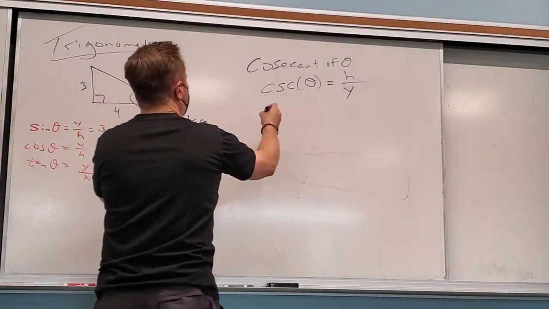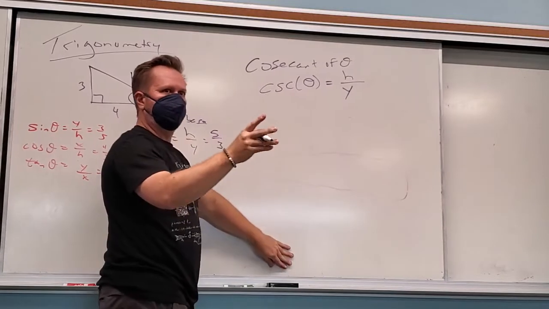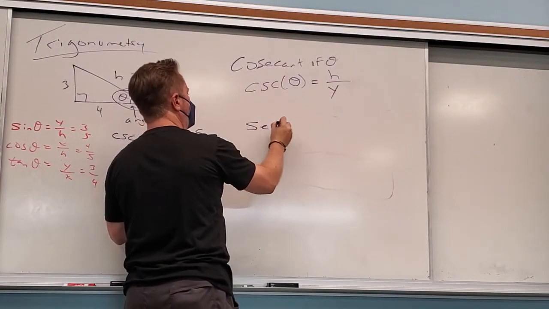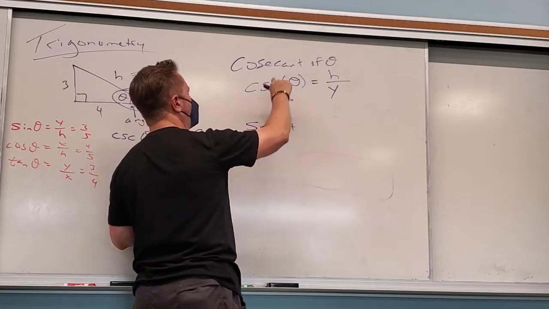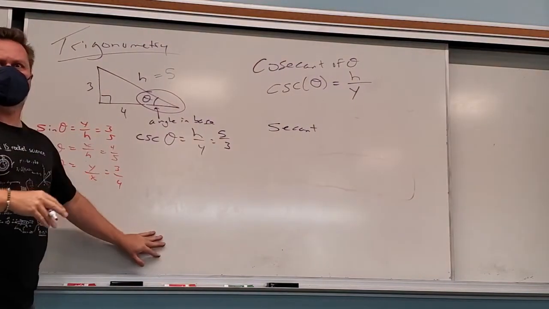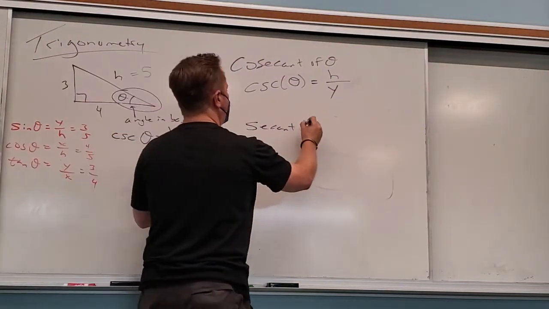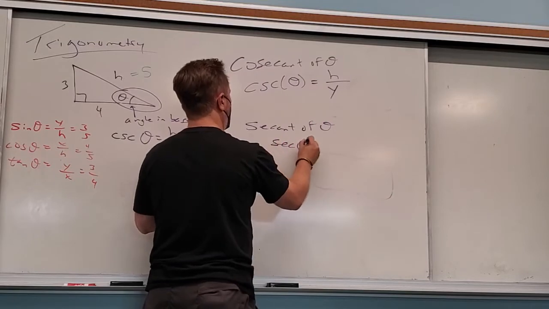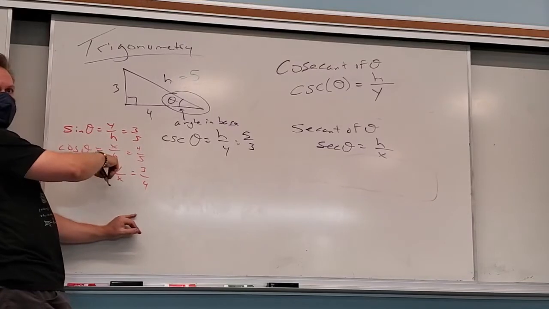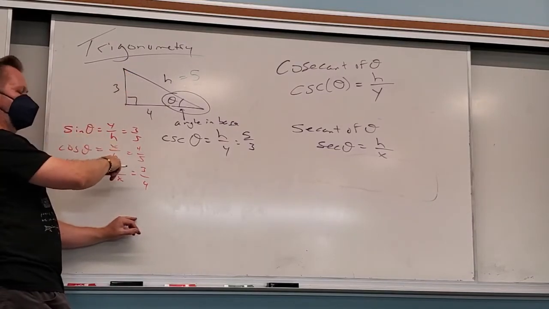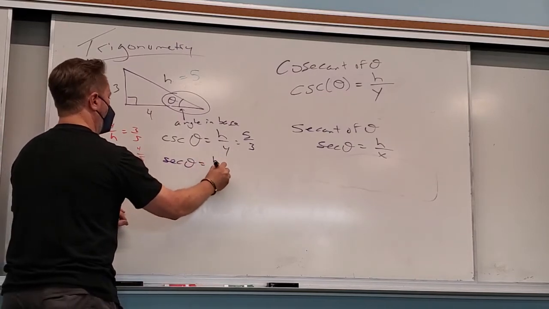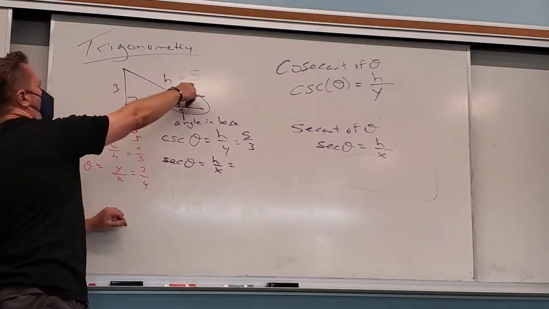So the next thing is, this is cosecant, right? The next thing is secant. It's kind of nice that there's something called secant if there's a cosecant. Like there's sine and cosine, right? They kind of go together. Secant of an angle is going to be h over x. See how that's not the inverse, but the reciprocal of this. So secant is h over x, in which case it would be 5 over 4.